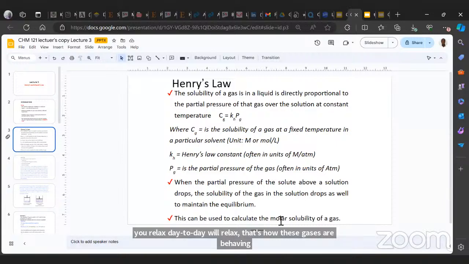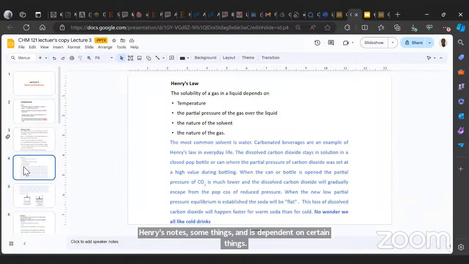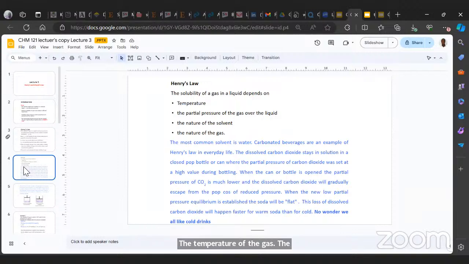Okay. So this can be used to calculate the molarity of a gas. Henry's law is dependent on certain things: the temperature of the gas, the partial pressure of the gas over the liquid, the nature of the solvent, and the nature of the gas. So Henry's law is dependent on 4 things.